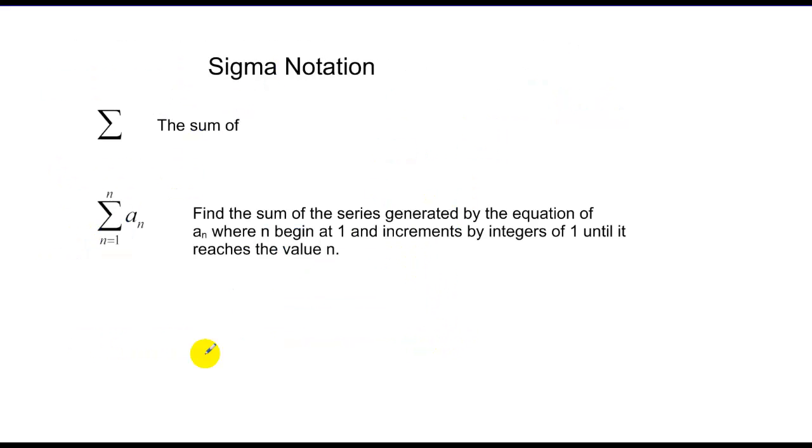Now we're going to talk about a different way to express a series, which is called sigma notation. Sigma, which is a Greek letter here, in mathematics talks about the sum of. Typically, we write this in sigma notation, and this whole expression basically says find the sum of, that's the sigma, of the series generated by an equation. So here's the nth term equation, where n begins with 1, increments by integers of 1 until it reaches n. So we're going to go through and do a couple of these.